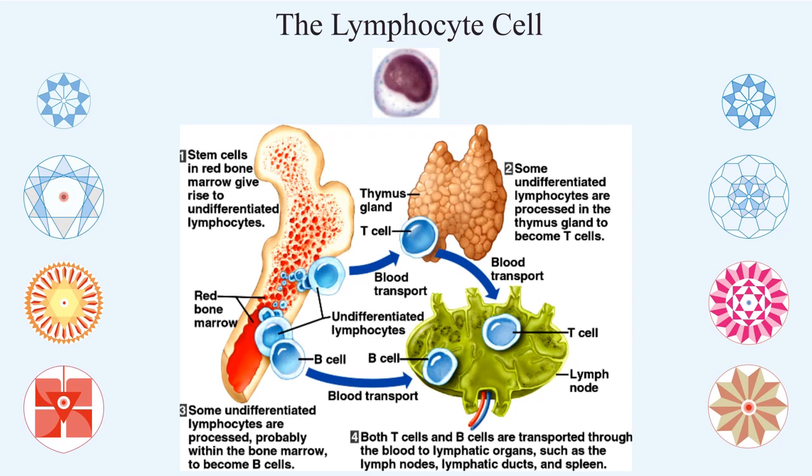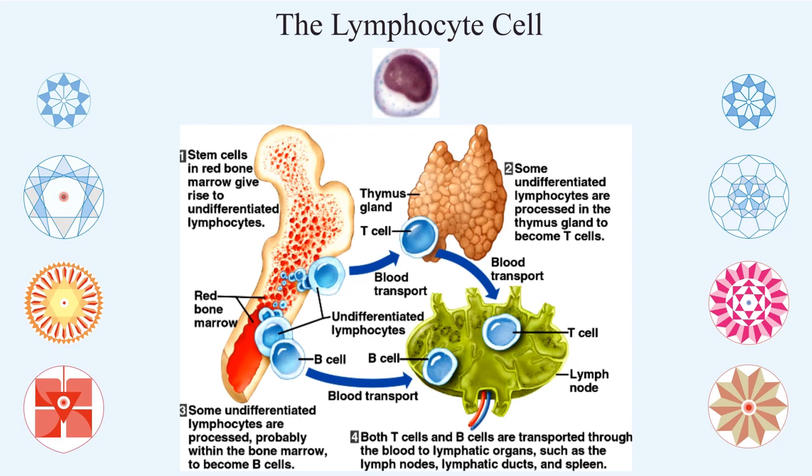Right at the bottom you can see some undifferentiated lymphocytes are processed, probably within the bone marrow, to become B cells. As I told you, to start with they are undifferentiated; you cannot differentiate them into B cells or T cells. Those which become B cells travel towards lymph nodes and do all the phagocytosis and all the functions there, to make sure that everything is destroyed and eliminated, and we become free from all sorts of viral, bacterial and fungal infection, any infection. That is what it is all about.